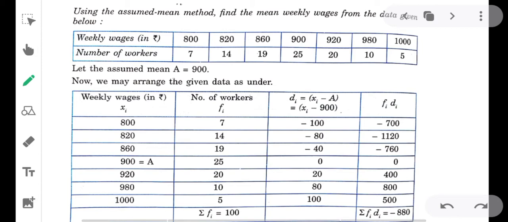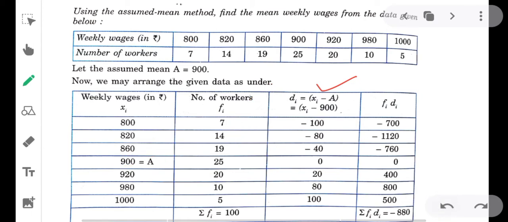Now make this table. In the first column, write down the observations: 800, 820, 860 like this, and 900 indicates the assumed mean, that is a. Then the number of workers, that is the frequency fi. Write down their frequencies 7, 14, 19 and so on. At last, summation of fi equals 100.